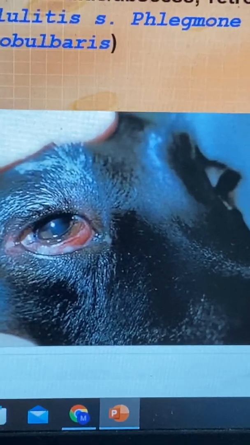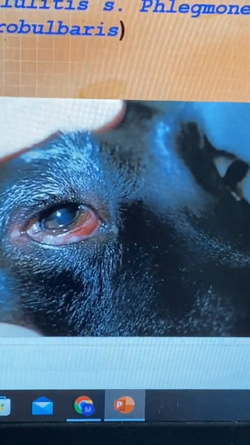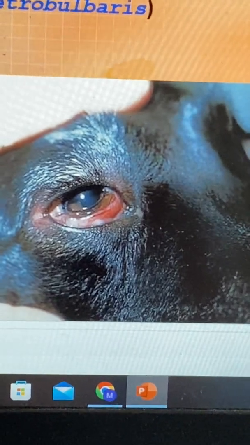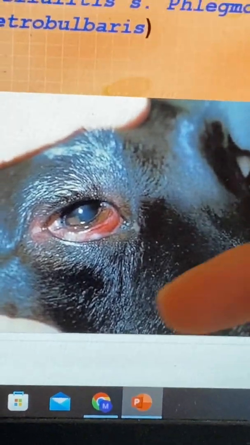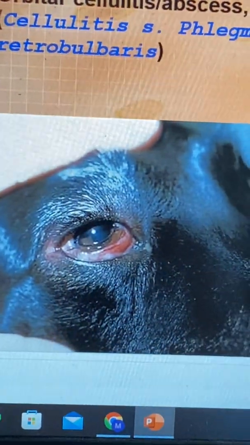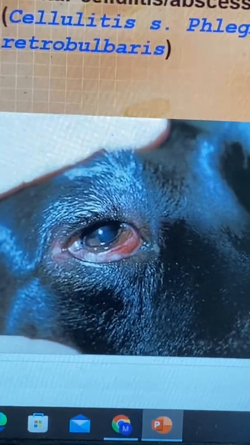So how do we diagnose this? We can image it. But we can also use FNA with general anesthesia. I'd probably do general anesthesia personally. So yeah, you just get a fine needle and aspirate. And then you'll treat it by, yes, draining the abscess, adding antibiotics and anti-inflammatories like corticosteroids.